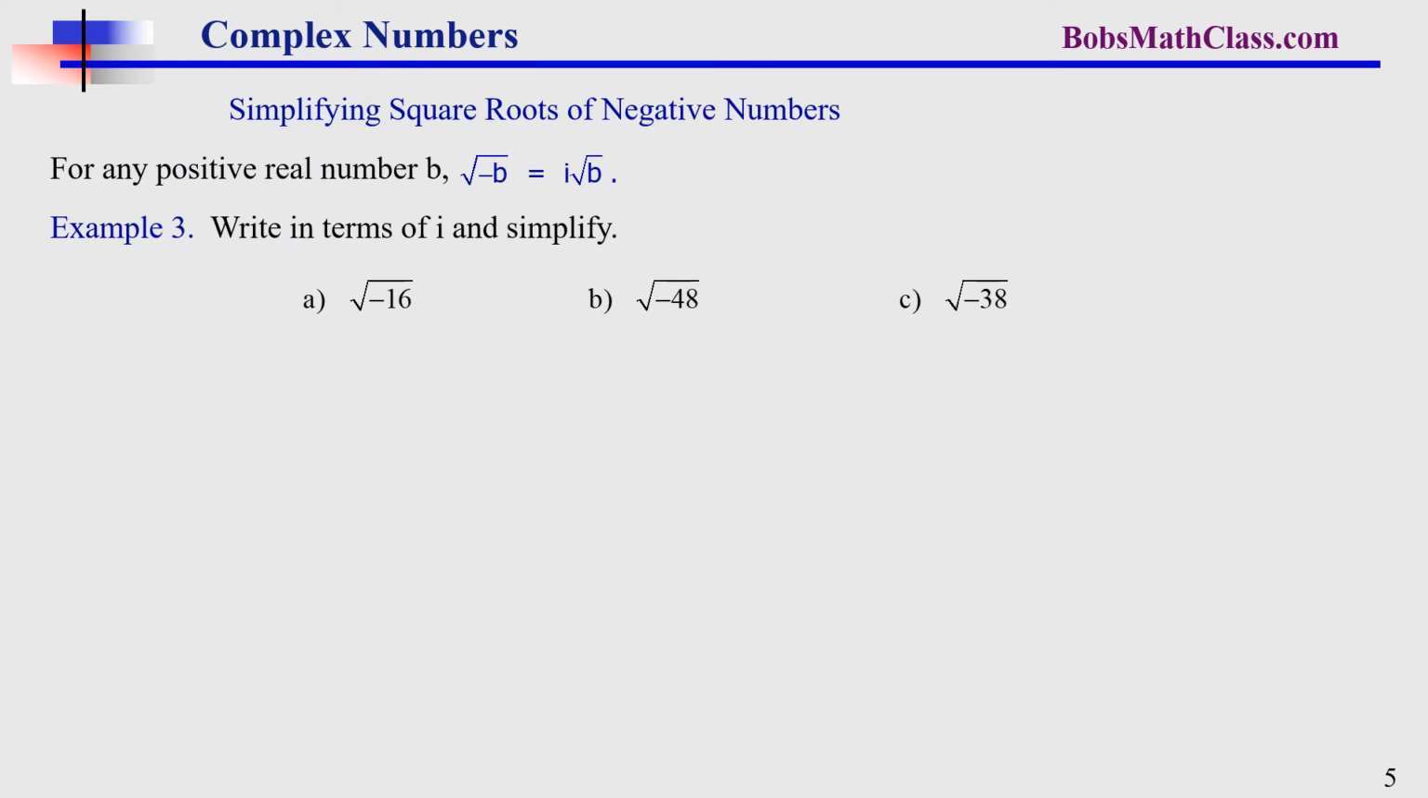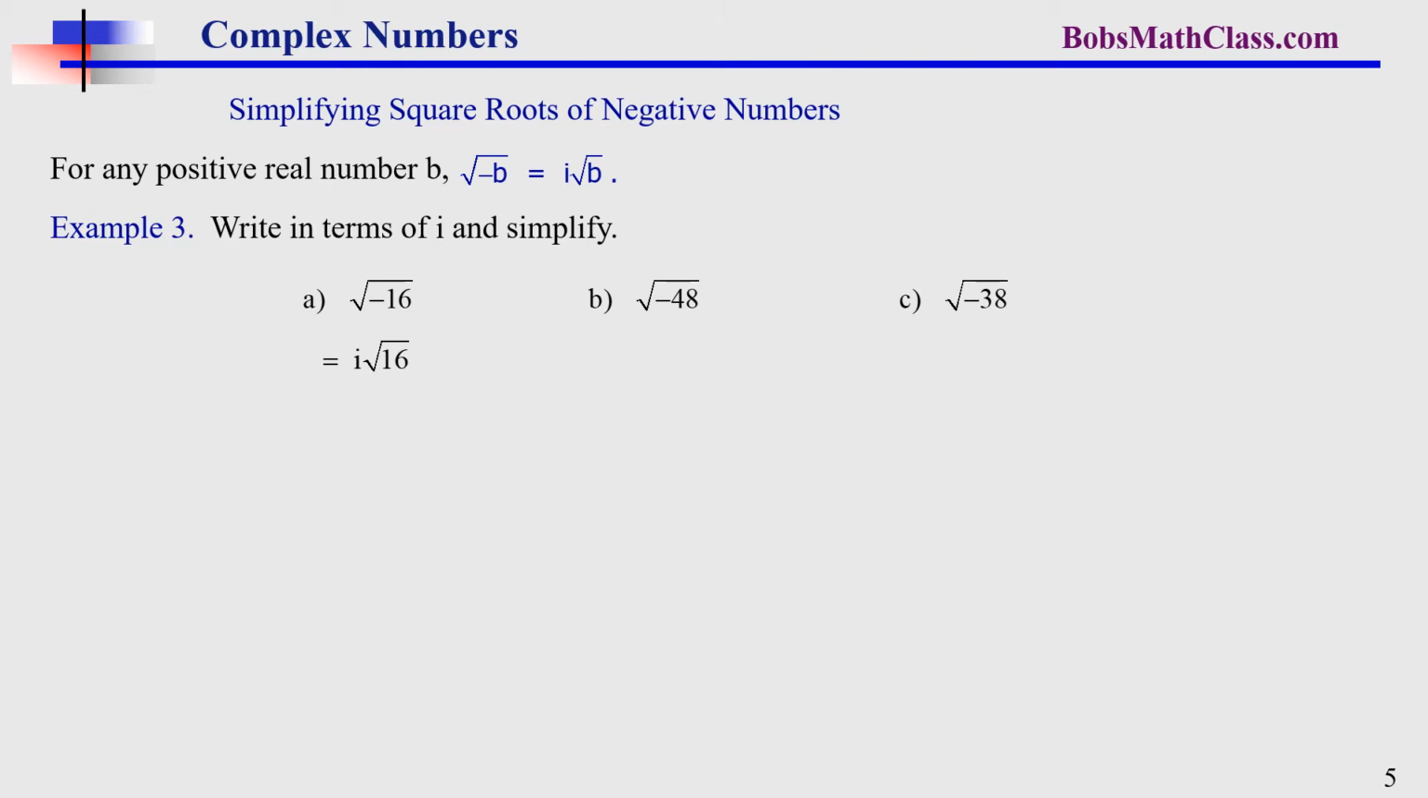Okay, now we're going to talk about simplifying square roots of negative numbers. Okay, square root of negative 16. So what we're going to do is use this rule that whenever we have a negative inside, we're going to put an i in front and then take the square root of the positive value that we have left. So here we have the square root of negative 16.